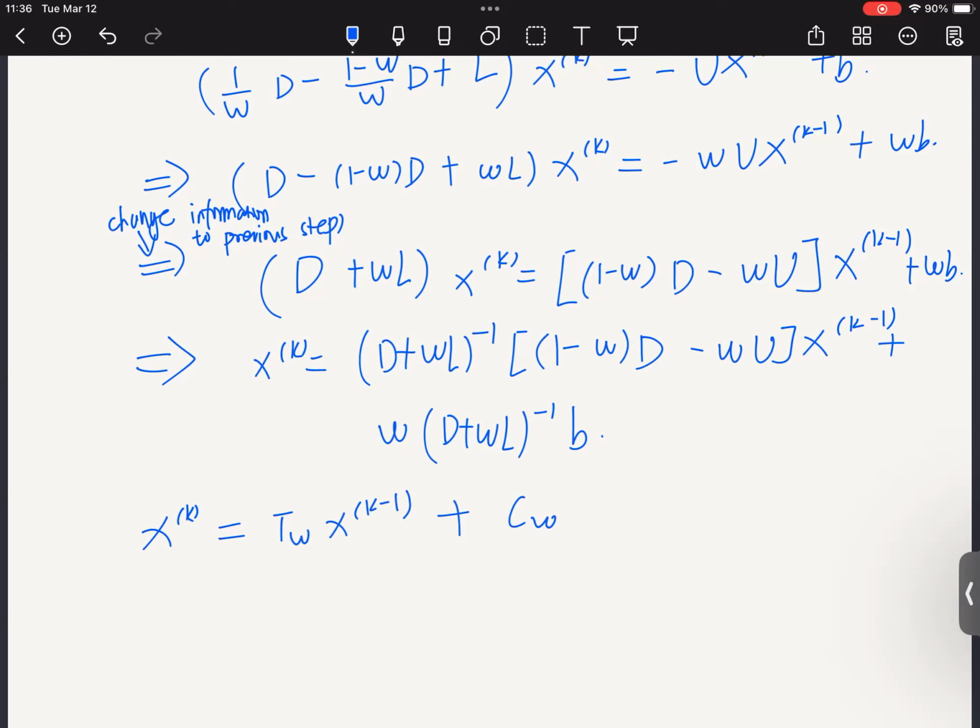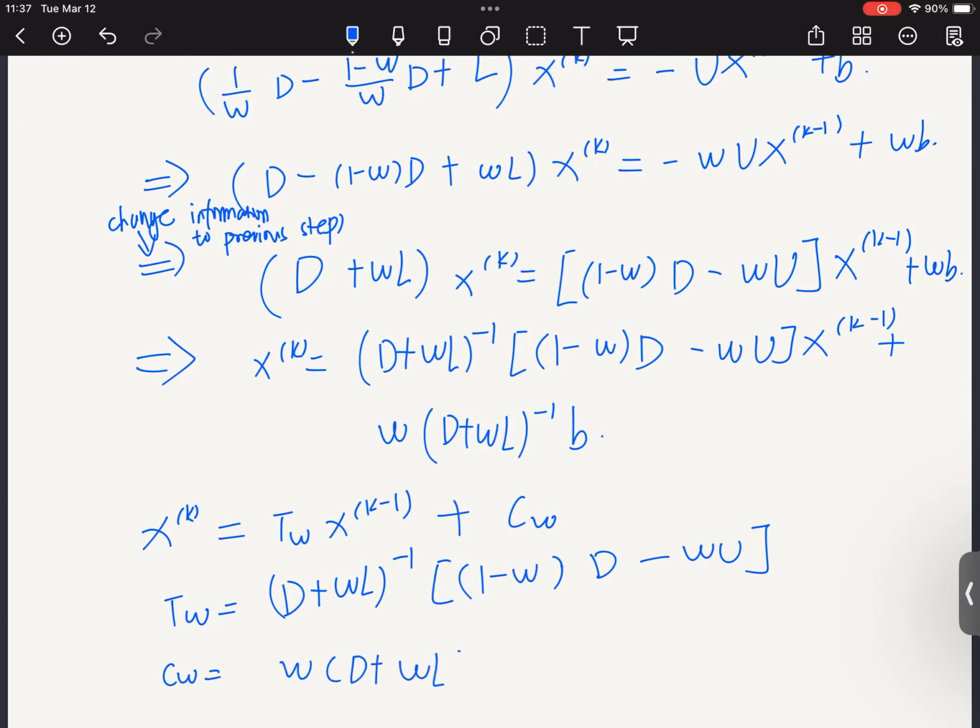So T omega, if you take a look at the expressions here, we calculate it, and T omega equals D plus omega L inverse, times (1 minus omega) D, minus omega U. This is the shortcut for that expression, and we just need to write down the matrix in this formula. And then what's C omega? C omega is just omega times D plus omega L inverse times B. Any questions here?